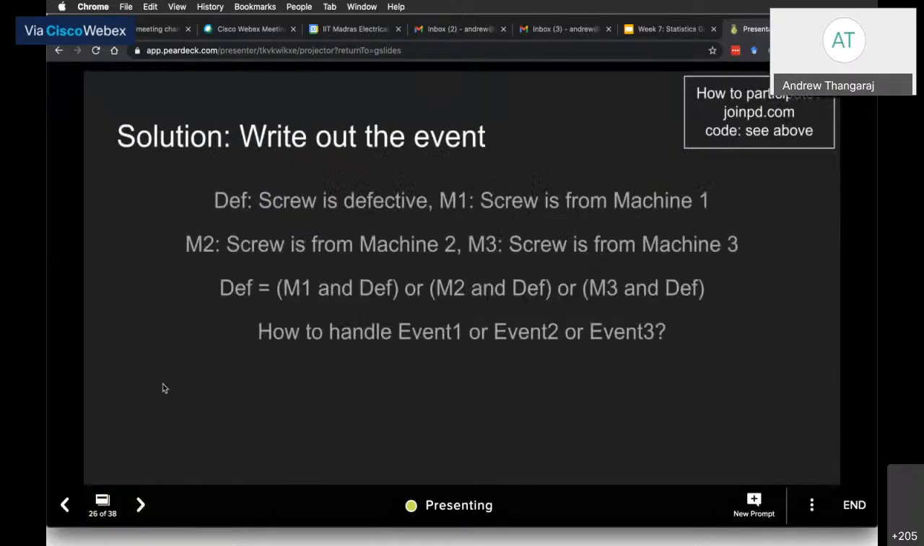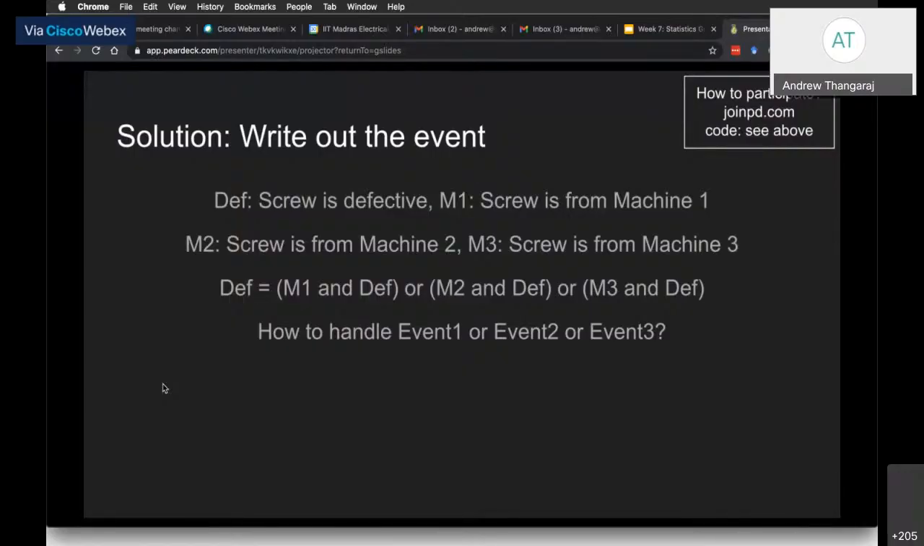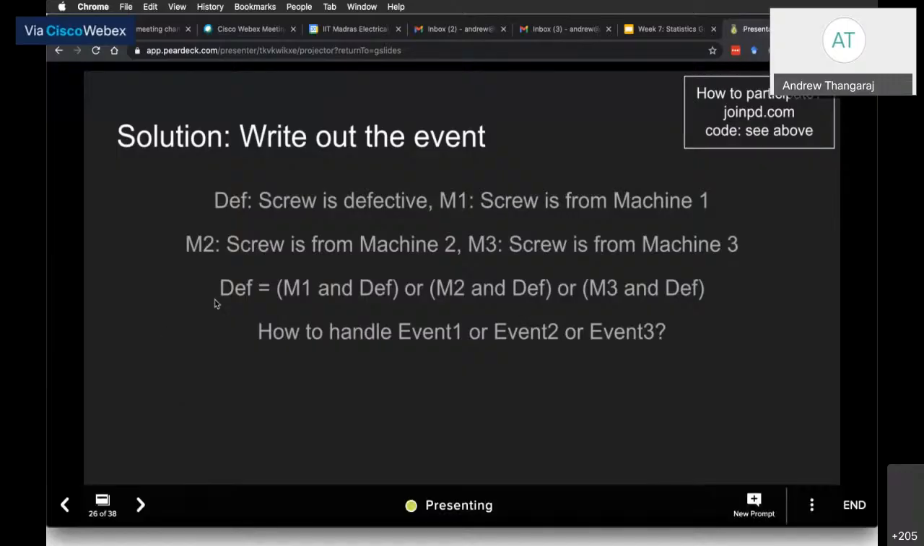Once again, it's the same thing. You may get bored after a little while looking at how this is working, but there's one little twist here. I'm going to say screws defective is DEF, and M1, M2, M3 came from machine 1, machine 2, machine 3, and my defective event is M1 and defective, or M2 and defective, or M3 and defective.